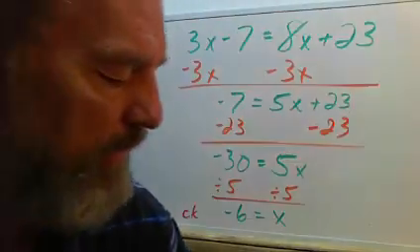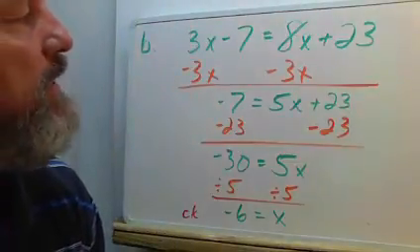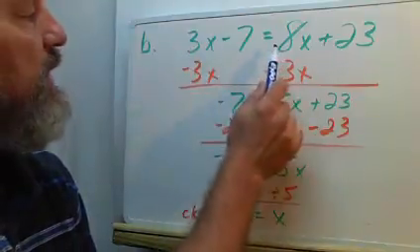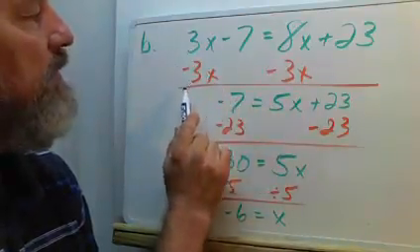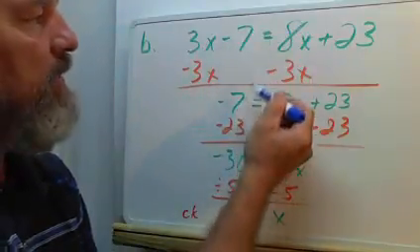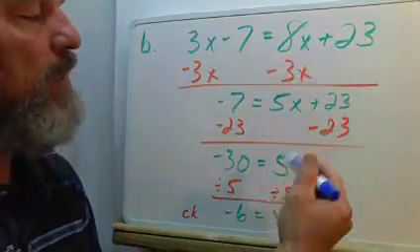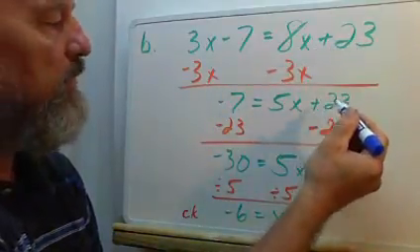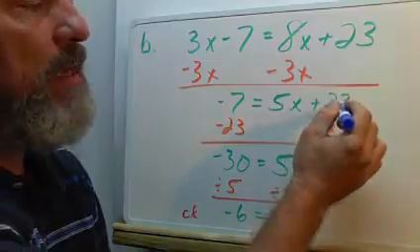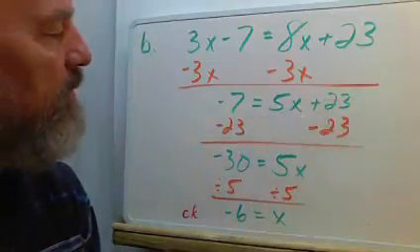Problem letter B. 3x minus 7 equals 8x plus 23. Lower variable is the 3x, so we subtract it since it's positive from both sides. Carry down the negative sign here. We have negative 7 equals 8x minus 3x. That's 5x plus 23. Obvious step is to get rid of the 23 because that's the constant on the variable side. We undo it by subtracting 23 from both sides.